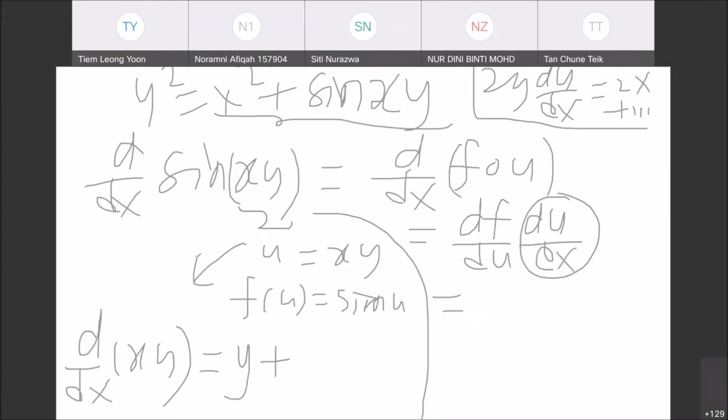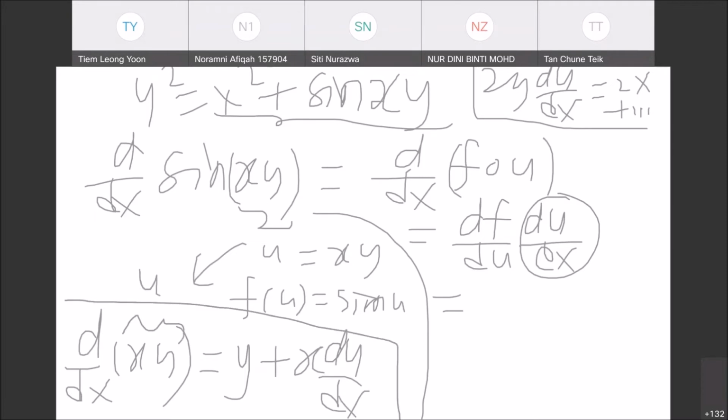plus x dy/dx. That is the expression for du/dx. Then I have another thing to solve, that is df/du. So df/du, what is my f? f is just sine u, right? So df/du is just equal to cos of u, and du/dx is just equal to this expression.